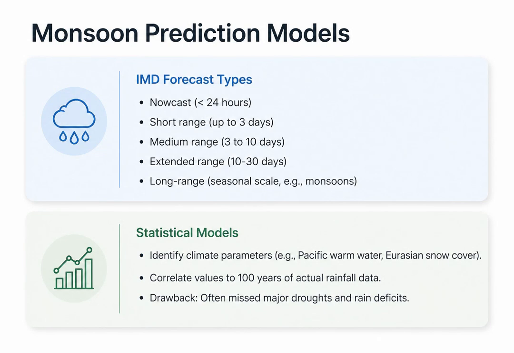So how does the IMD attempt to predict this? They issue forecasts ranging from immediate 24-hour nowcasts to seasonal long-range forecasts. Historically, the bedrock of long-range monsoon prediction has been the statistical model. This involves taking current climate parameters, like Eurasian snow cover or Pacific Ocean temperatures, and correlating them against 100 years of historical rainfall data to guess what will happen this year. However, because the climate is changing, historical statistics have often failed to predict major droughts.